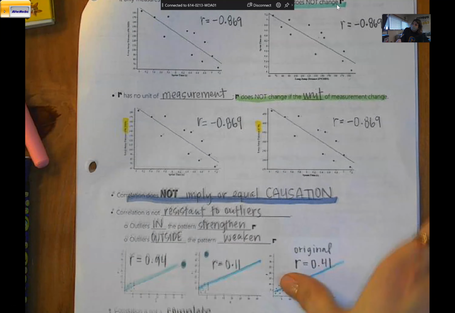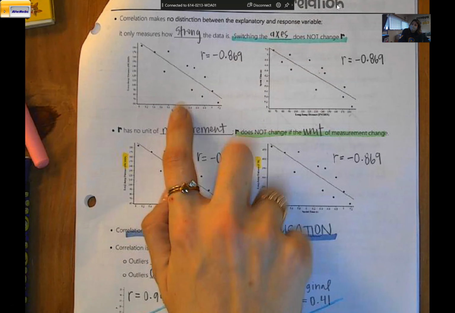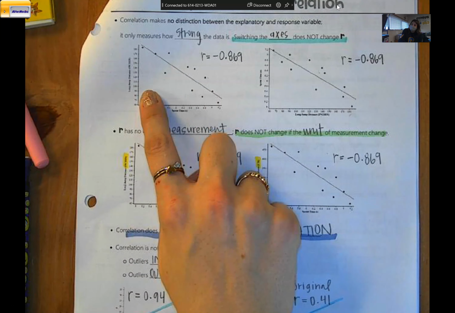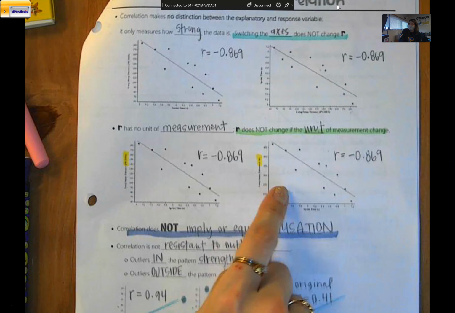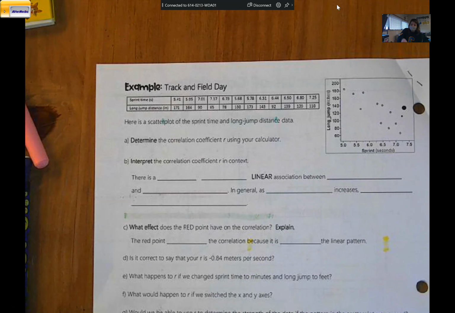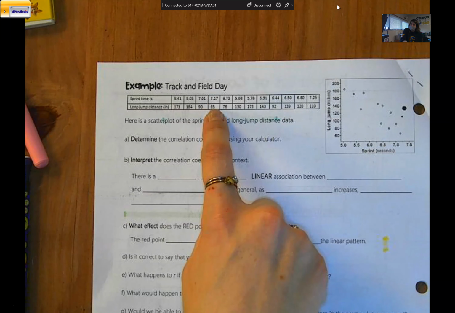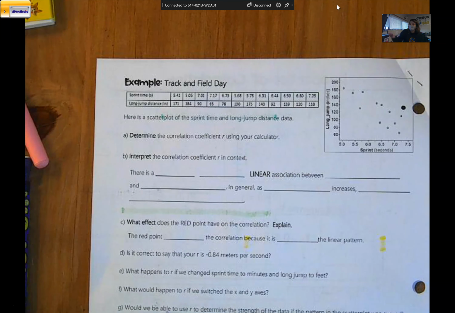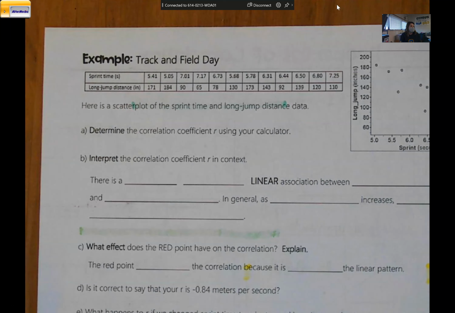And in talking about properties of R, we had this example where we were looking at sprint time against long jump time. We changed the units and we flipped the axes. Well, the data in the problem we're doing now is that same data. So you need to enter this data into your calculator, and once you have that done, come back to the video. So pause the video, enter in the data, and then come back and we'll solve this problem together. Are you guys ready?